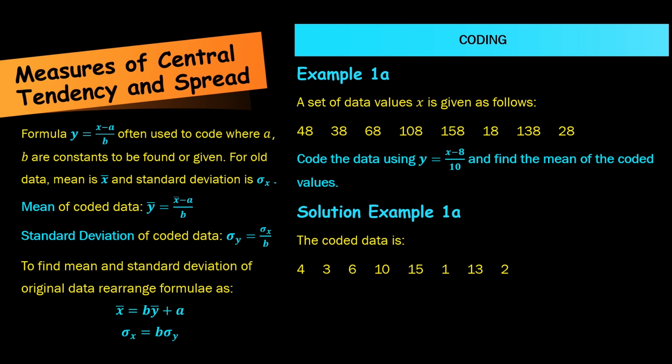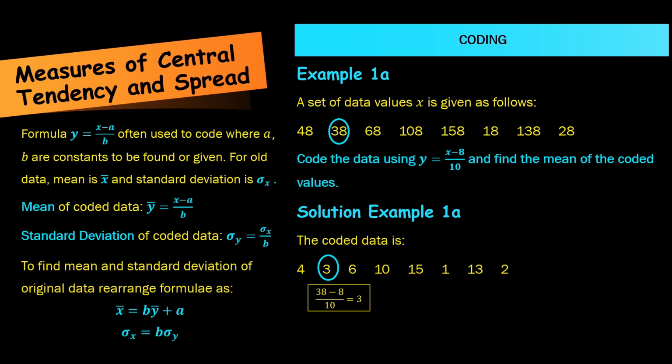The coded data now becomes the set of data you can see on your screen. We have taken 8 away from the original data and then divided by 10. So for example, for the first value, we have 48 minus 8, which becomes 40, and then divided by 10, which becomes 4, as shown here.